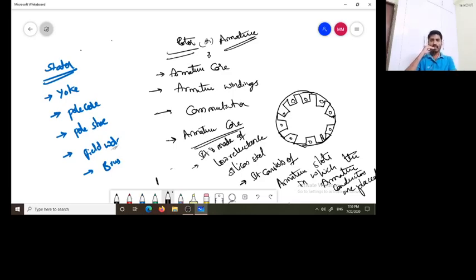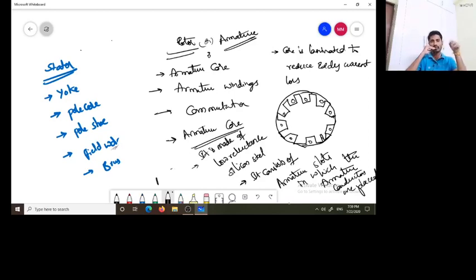The core is laminated in order to avoid the eddy current loss. So the core is laminated to reduce eddy current loss. Okay, so what do you mean by eddy current loss? That is another topic.